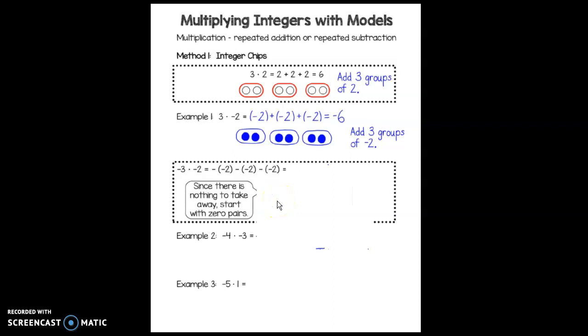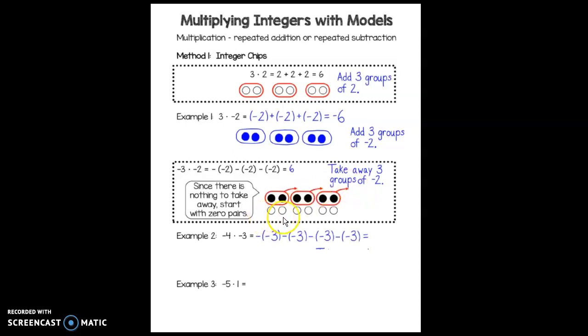So we have 0 pairs of every negative 2. I see negative 2 here and positive 2, 0 pair. Negative 2 and positive 2, 0 pair. Negative 2 and positive 2, 0 pair. Now I can actually take away those 3 groups of negative 2. I'm going to show that by circling the 3 groups of negative 2, and I'm left with 6 positives.